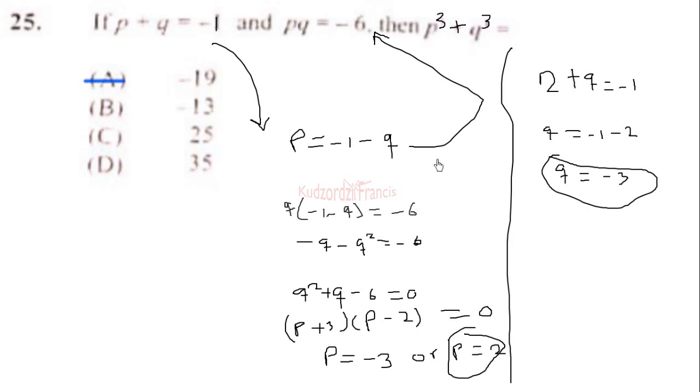So let's use this over here. We have 2 cubed plus Q cubed, which is negative 3 cubed. And that will give us 8 minus 27, which will be equal to negative 19. So the answer here is correct, negative 19.